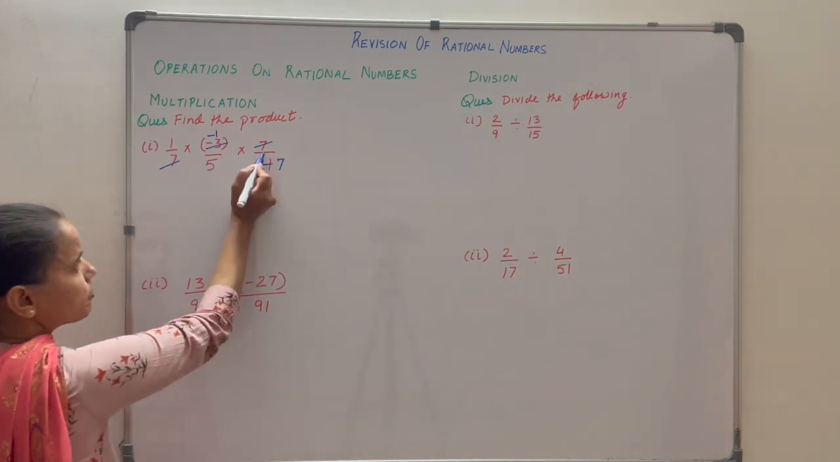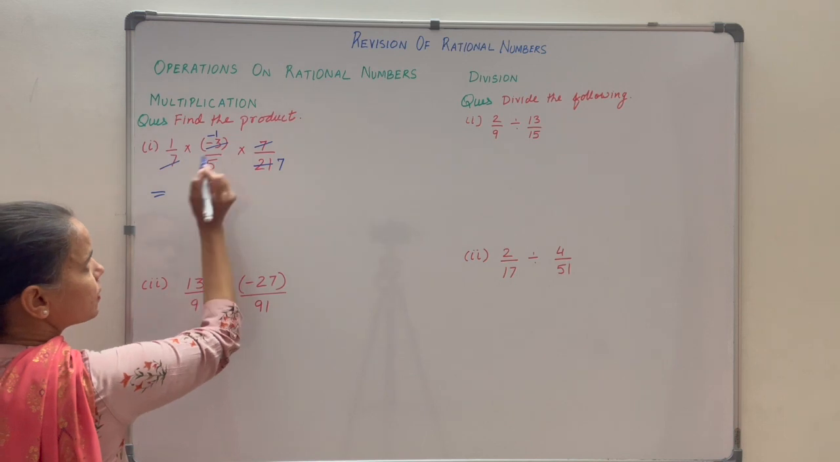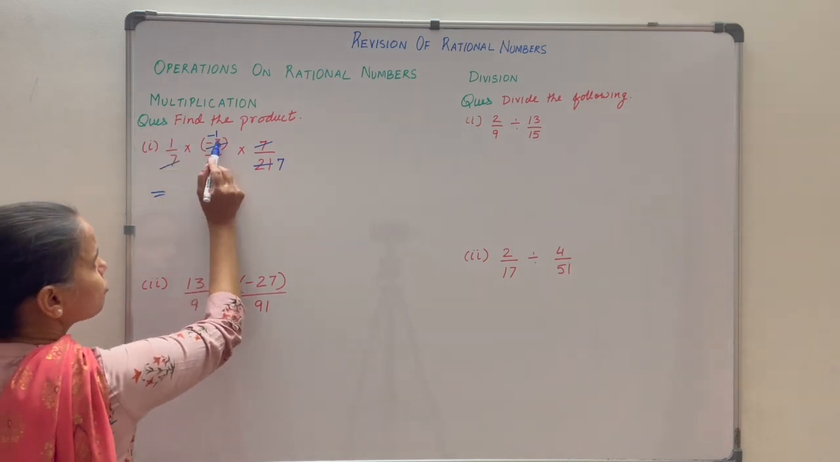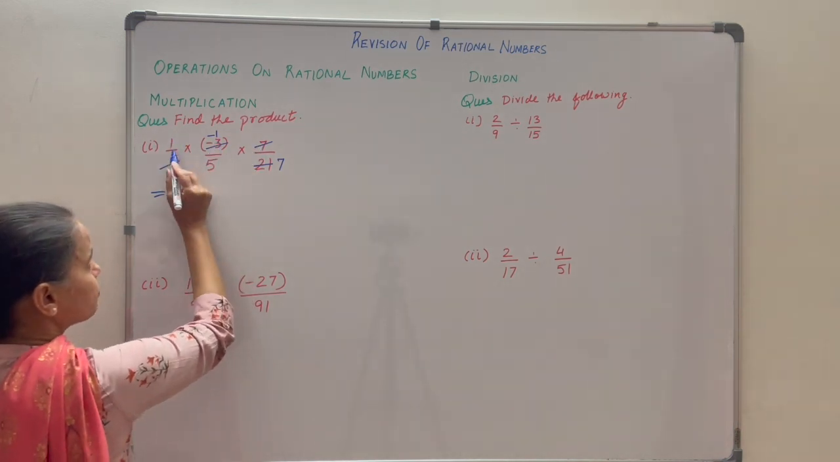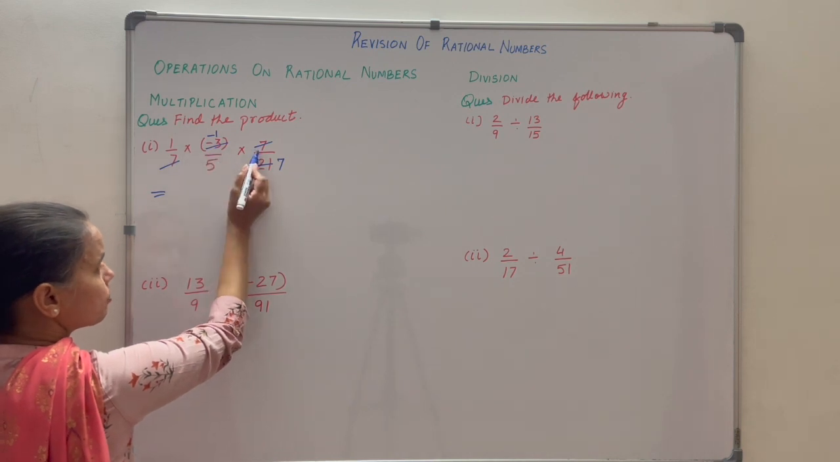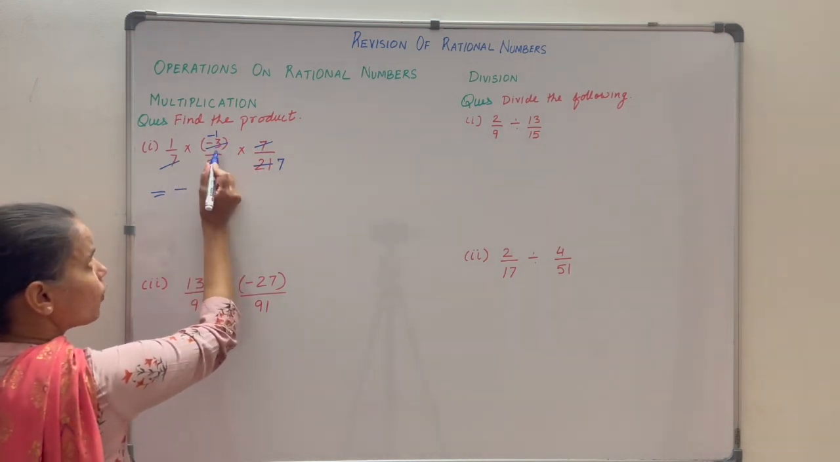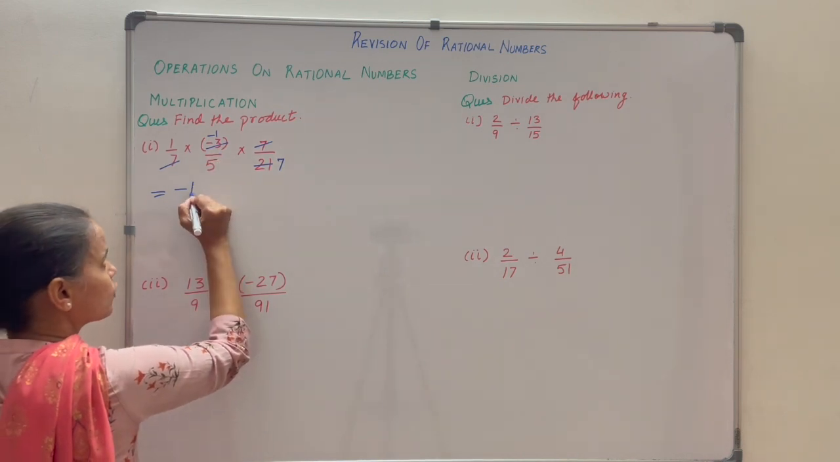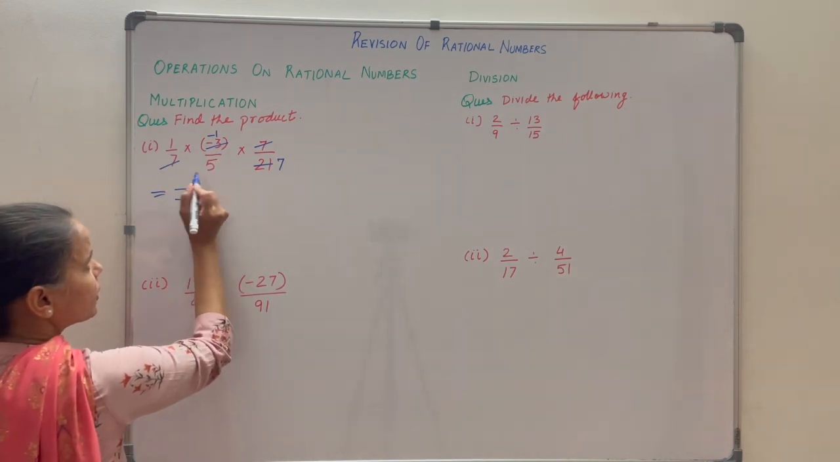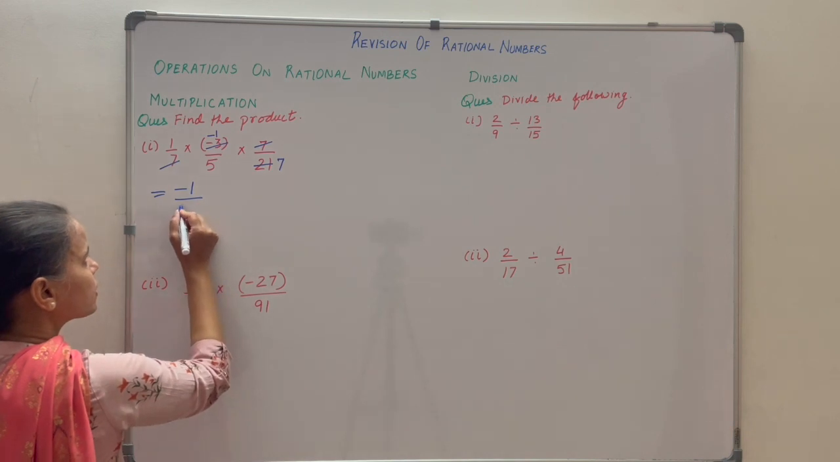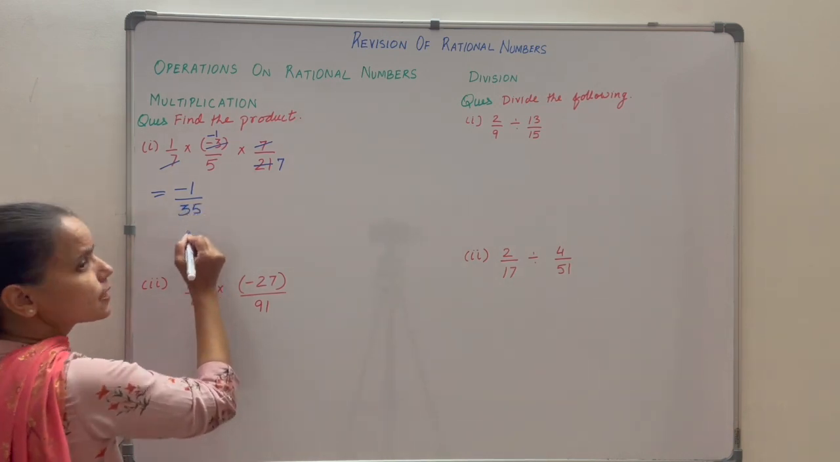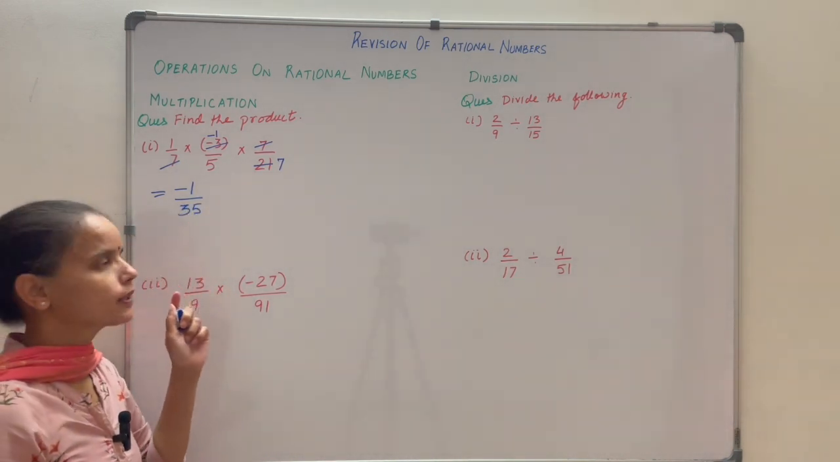So now you need to multiply the numerators. Nothing is there to cancel now. So 1 into minus 1 into 1. Plus into minus is minus, minus into plus is minus. And all the numbers in the numerator are 1. 1 into 1 is 1, 1 into 1 is 1. So you get 1 here. So 1 into 5 is 5, 5 into 7 is 35. So the answer here is minus 1 upon 35.